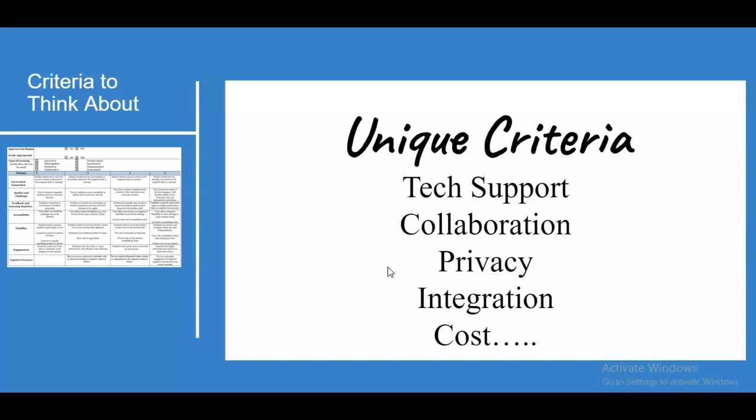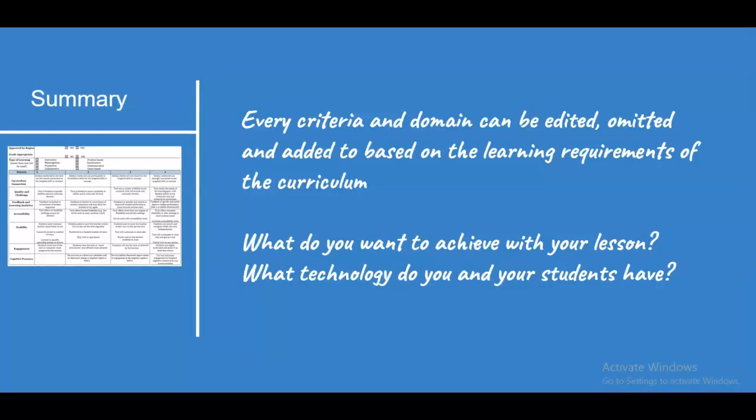And finally, add some unique criteria to the rubric. Perhaps some of your criteria would be where you can collaborate with others, whether it is secure and private. Add any unique criteria that will benefit you. Every criteria and domain can be edited, omitted, and added based on the learning requirements of your curriculum.